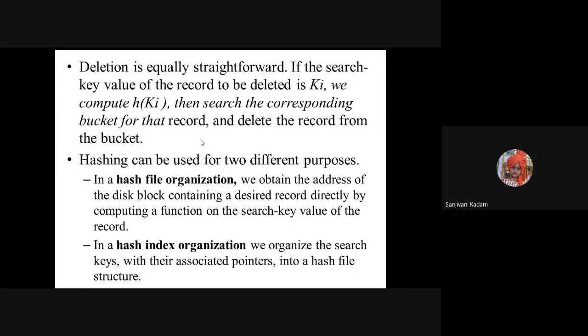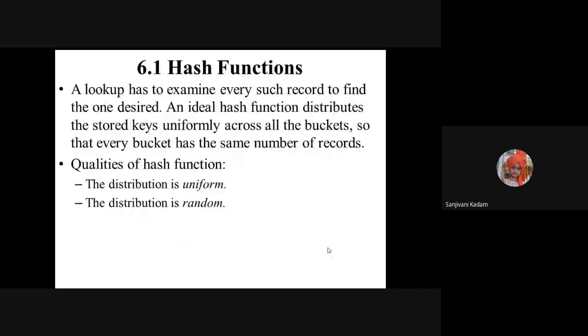Hashing can be used for two different purposes: hash file organization or hash index organization. First, hash file organization is used to obtain the address of the disk block containing the desired record. Whatever memory locations our database is spread over, we can divide into buckets and store those buckets, and accordingly perform the hash function to get those addresses. This is one way. Or we can organize the search keys with their associated pointers into a hash file. That can be a second solution. Hash functions.